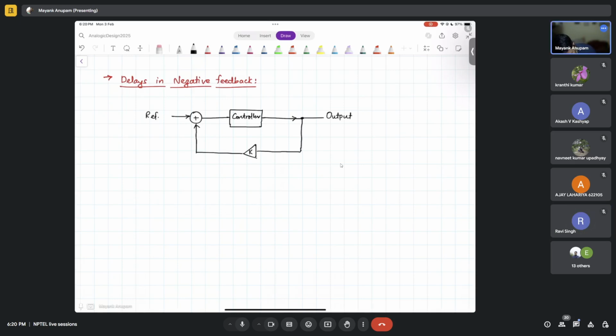Yes. So instead of putting a negative sign here, let me just put this gain k as minus k, right? So that's the same thing. Okay. So this is how negative feedback actually works.